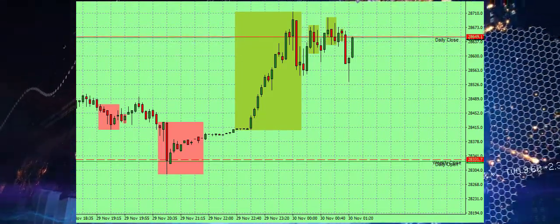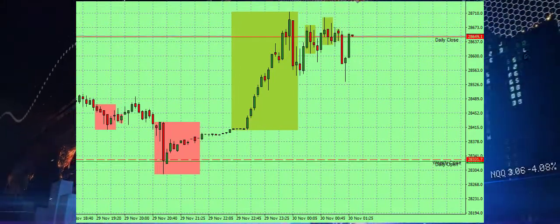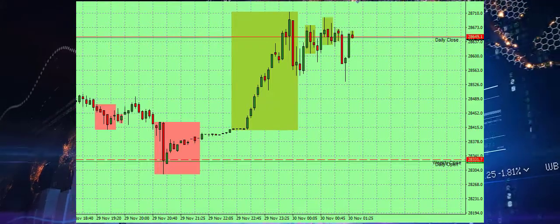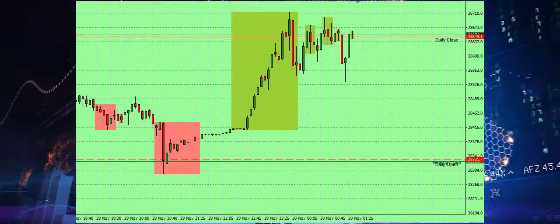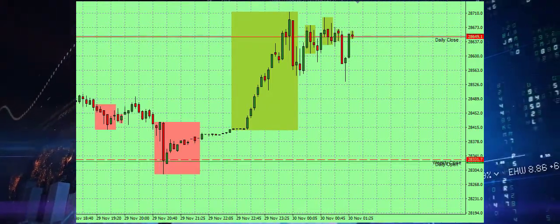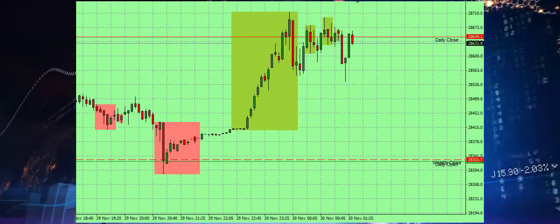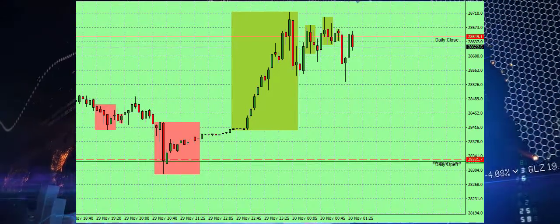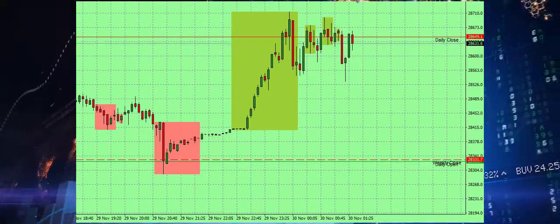Now you can see here where this market is trying to go through that daily close, and it just can't make it. You can see it's been bouncing off of that for the last hour. So that's a natural resistance point, and it's something that you didn't have to look up. It would have been put on your chart automatically.